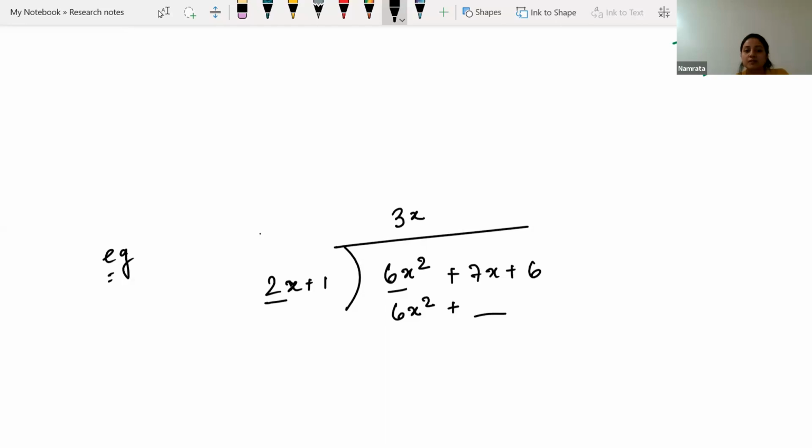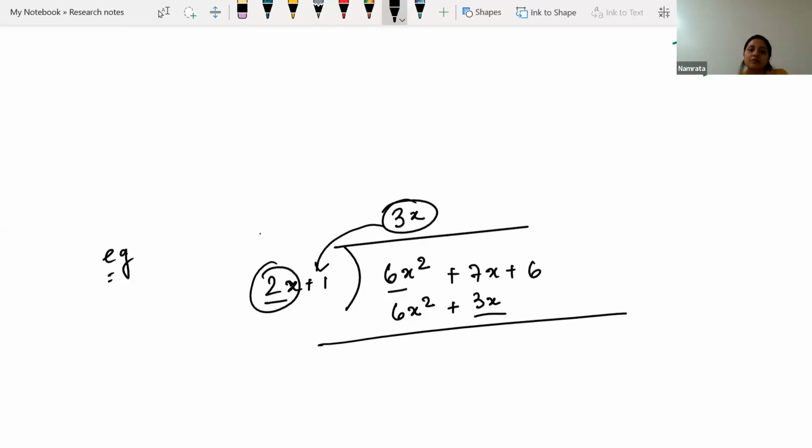So it will give 6x square plus, what shall I write here? What should be there? 6x. We need to multiply 3x with this one, and the same 3x we will multiply with 1 also. Yes or no? So it will be 3x, right? Then we do the subtraction. Here minus, here minus. 7 minus 3 is what? 4. Minus 4x plus 6.